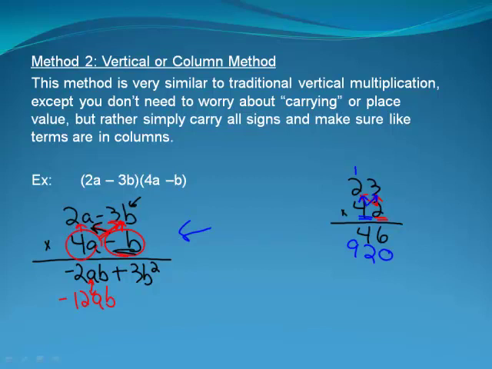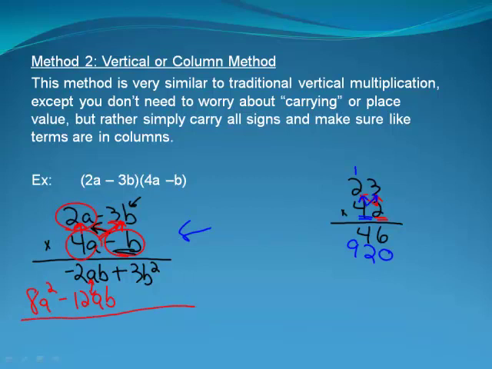Okay, now I'm going to multiply 4a times 2a. 4 times 2 is 8. A times a is a squared. So I've got 8a squared. I don't have a column with a squared anywhere, so I'm going to write it out over here because I don't have anything to column it up under.